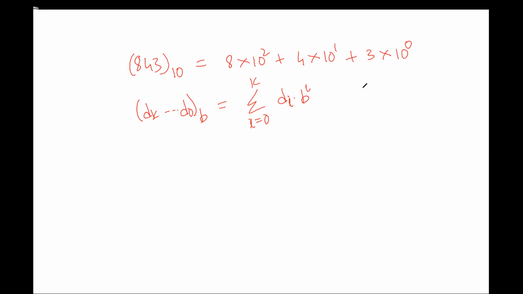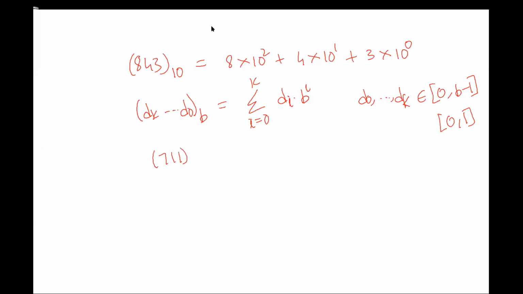And these digits, d0 to dk, belong to the range 0 to b minus 1. For example, if base b is equal to 2, which is binary form, the digits can be only 0 and 1.